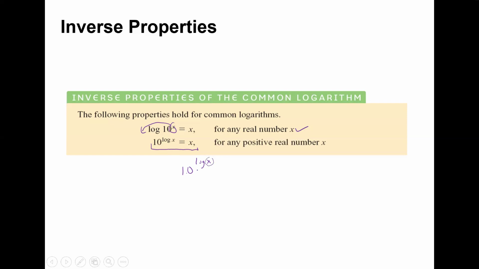We'll get to the natural log here soon. So e to the ln of x is again going to be just x. It all depends on what we're doing. And ln is the same thing as log base e. Okay, so that's why that works.